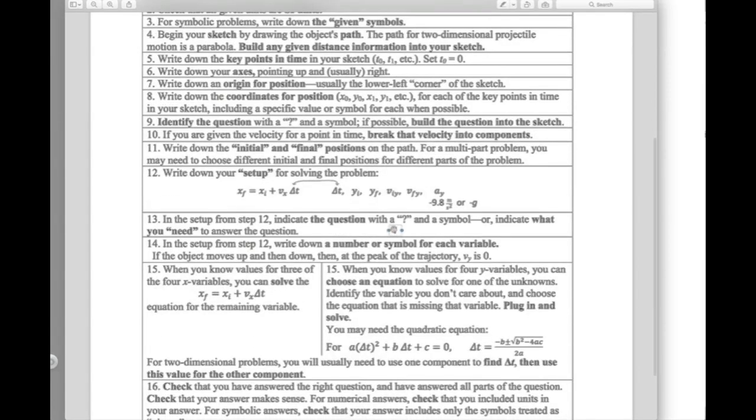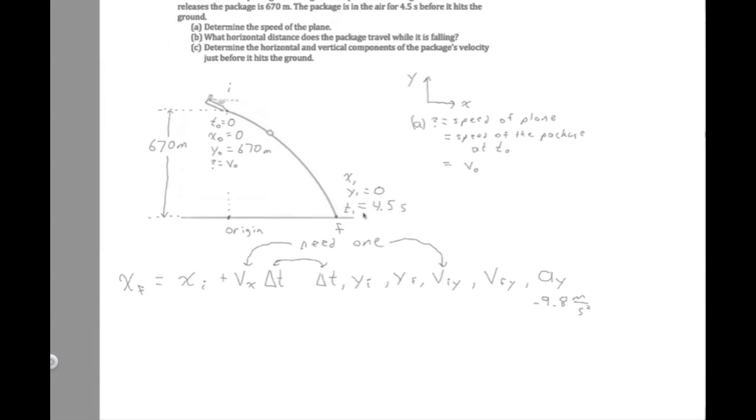All right, so in this case, rather than building the question mark into the setup, we built what we needed to answer the question into the setup. Now we write down numbers and symbols for all the variables. So x final, that's x1. X initial is 0. Vx, we don't know. I'll continue to use the symbol Vx for that. Delta t. I guess we do know delta t, don't we? We've said we started at time 0 and we ended at time 4.5 seconds.